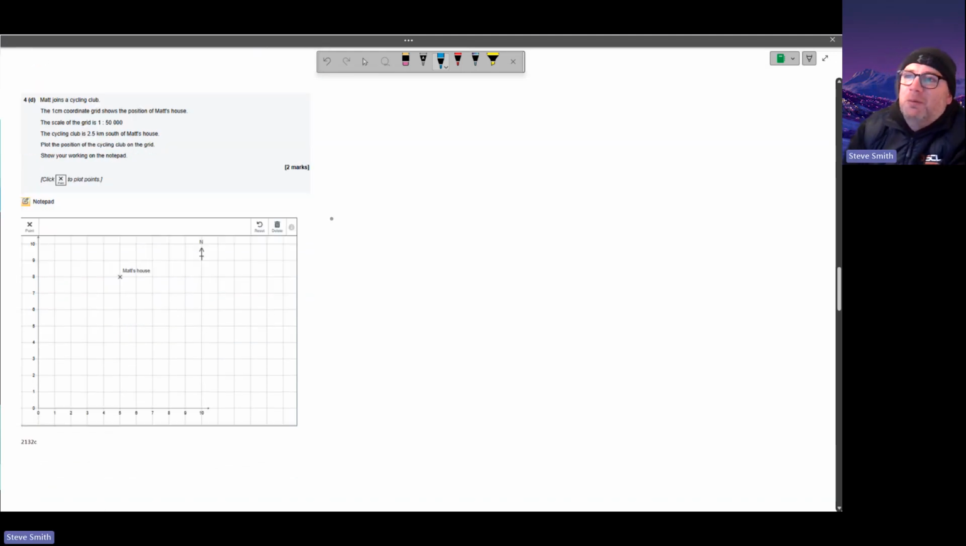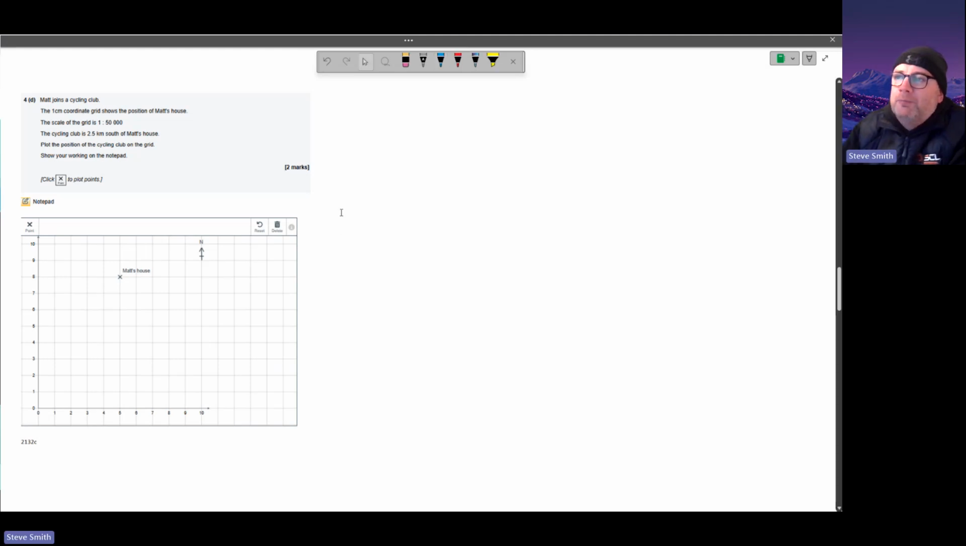Next question. Matt joined a cycling club. The 1 centimeter coordinate grid shows the position of Matt's house. The scale of the map is 1 to 50,000. The cycling club is 2.5 kilometers south of Matt's house. Plot the position of the cycling club.